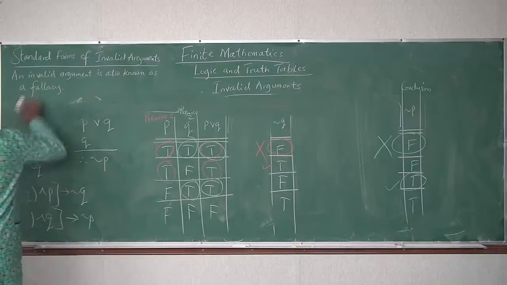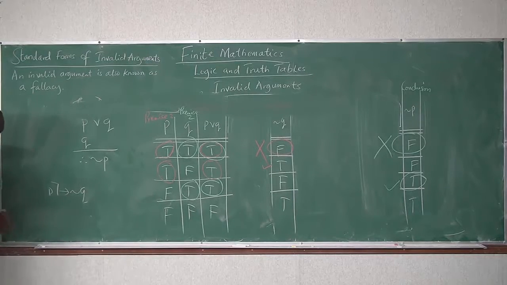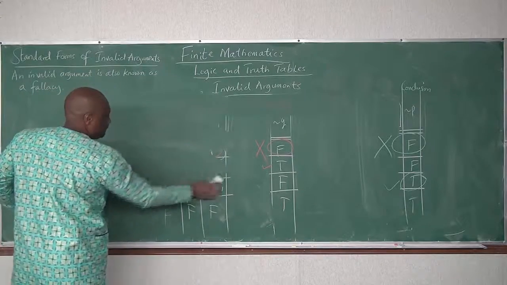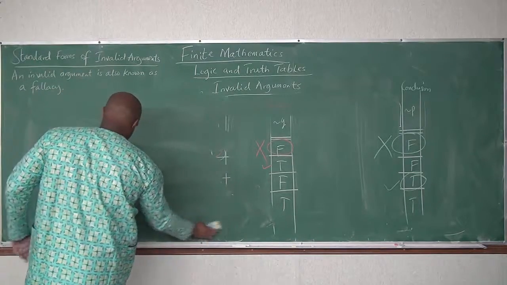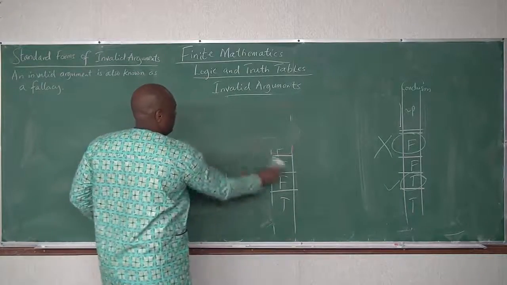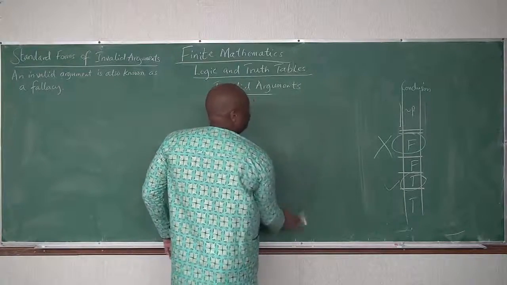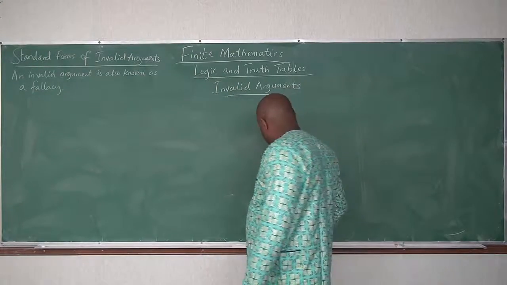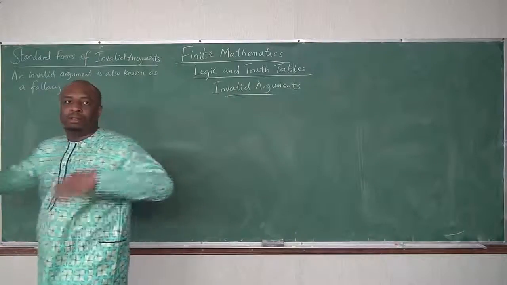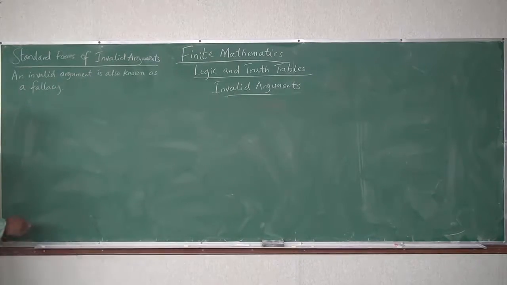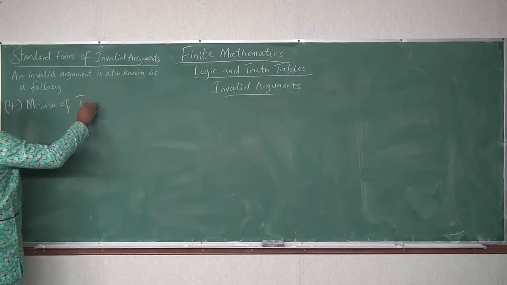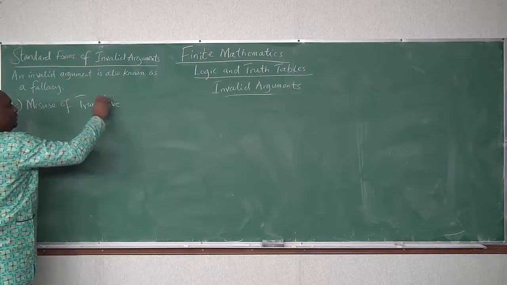Okay, let's look at the fourth form of invalid arguments. Who can tell me the fourth form? At least from the valid arguments, you could tell what should be the fourth form, and that should be misuse of what? Transitive reasoning. Misuse of transitive reasoning.